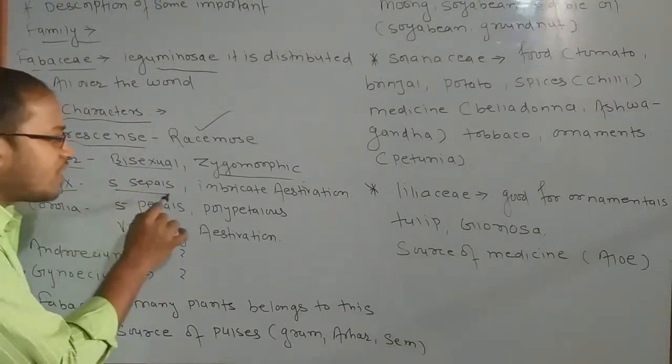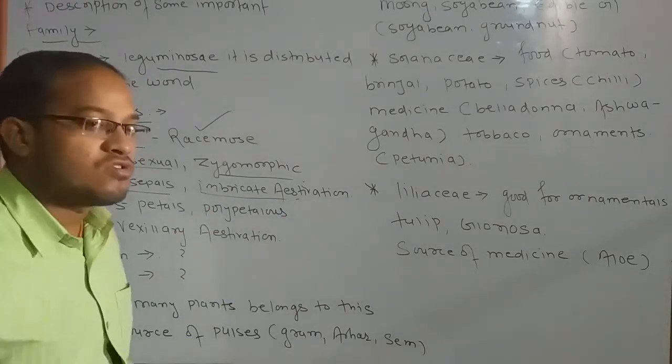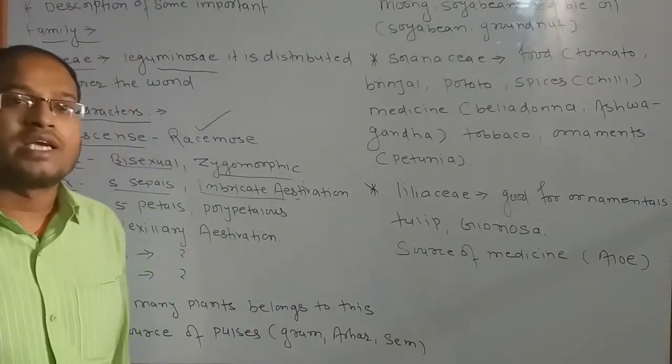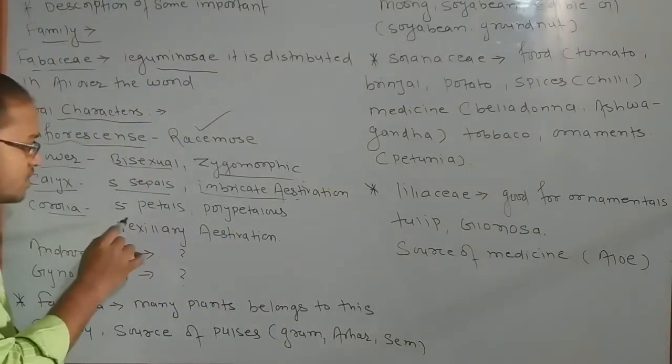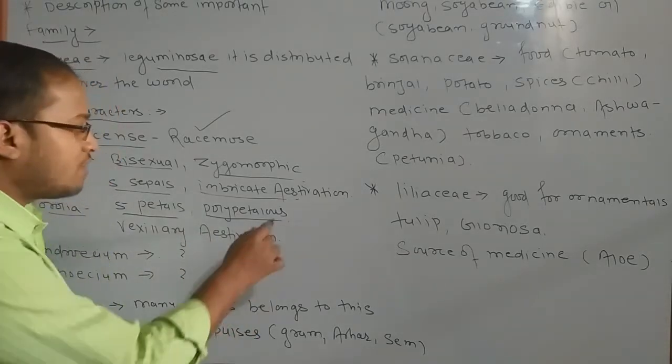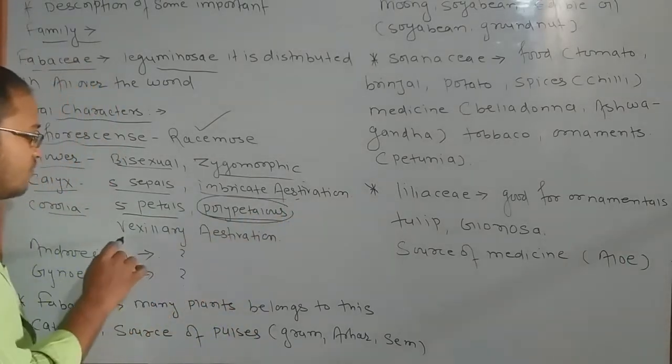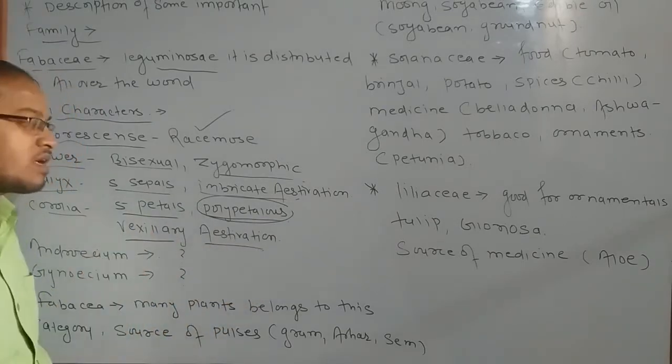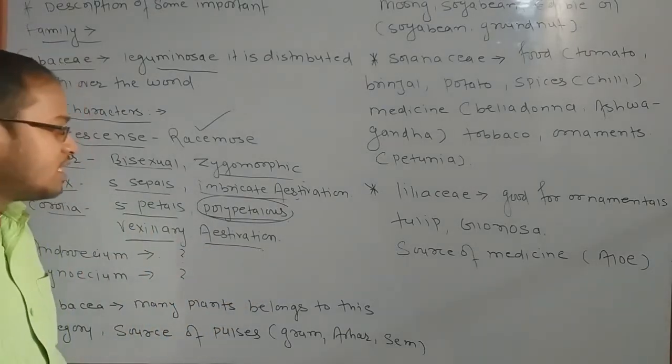कैलिक्स कैसा होता है, तो 5 सेपल्स के होते हैं. इम्ब्रिकेट एस्टिवेशन होता है, वी हैव आल्सो डिस्कस्ड इम्ब्रिकेट एस्टिवेशन. नाउ कोरोला कैसे होते हैं, 5 पेटल्स के होते हैं, मींस पॉलीपेटल्स. ठीक है. लास्ट वी हैव आल्सो डिस्कस्ड पॉलीपेटल्स एंड वैक्सिलरी एस्टिवेशन. अब इनके कोरोला के भी पेटल होगा जिसको हम वैक्सिलरी एस्टिवेशन कहते हैं.